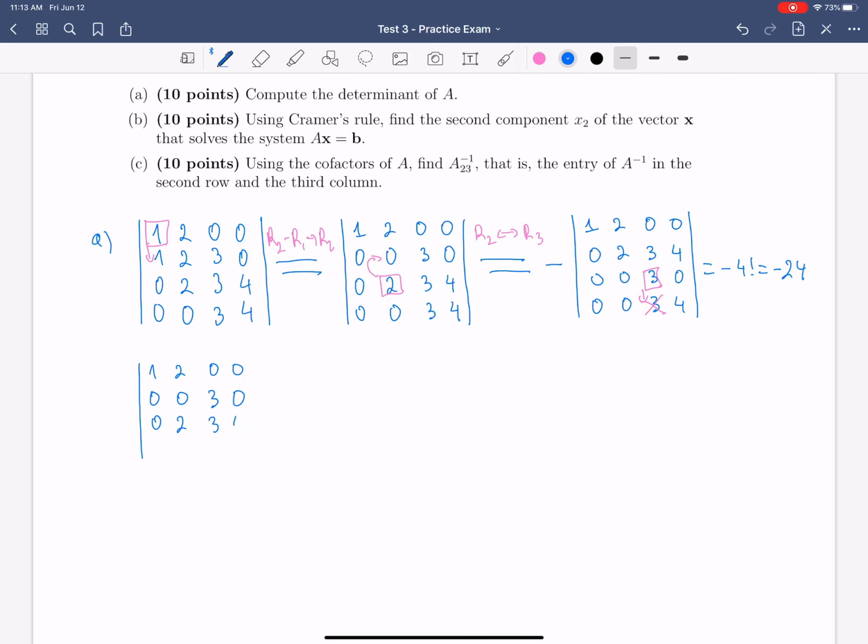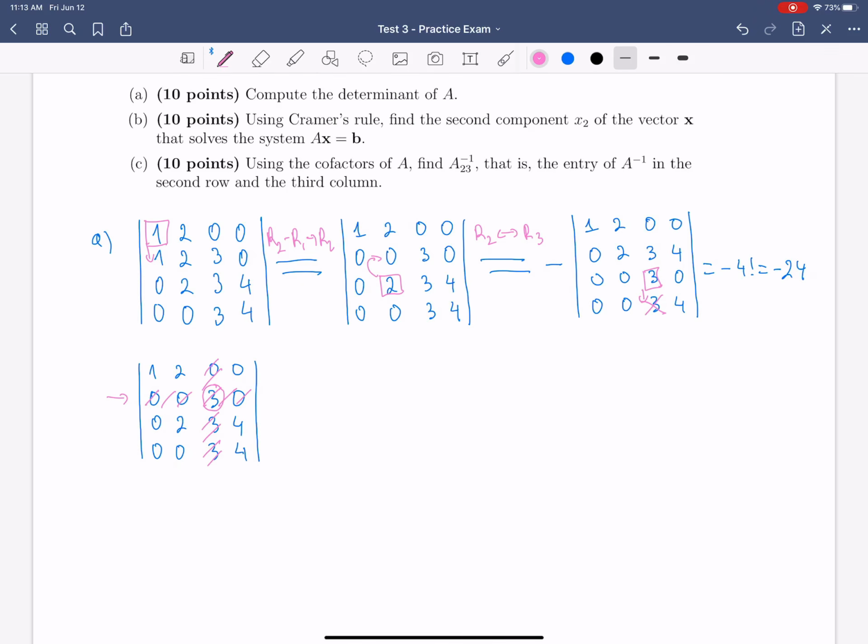0, 2, 3, 4, 0, 0, 3, 4. So I want to expand along the second row because I only have one non-zero term. So I will essentially be eliminating this part, but I have to worry about that 3.